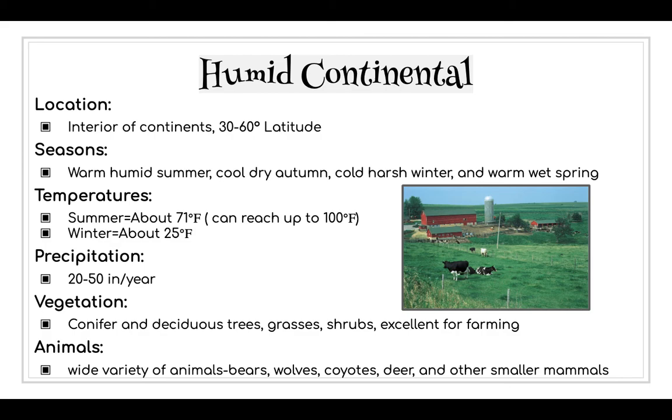And animals, there's a wide variety of animals in our climate. So bears, wolves, coyotes, deer, lots of small animals like rabbits, squirrels. I mean, there's all kinds of different animals. You see cows there, although those are not natural anymore. People move cows because they're so domesticated.